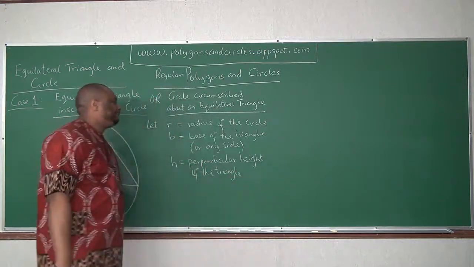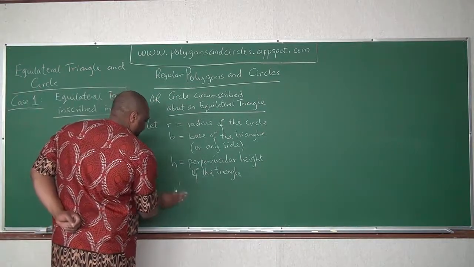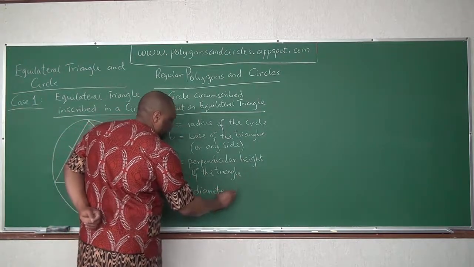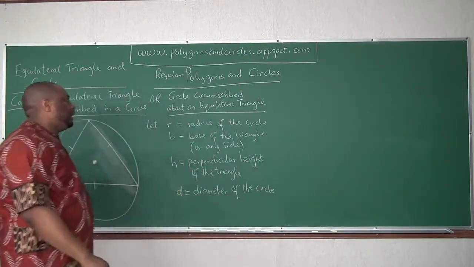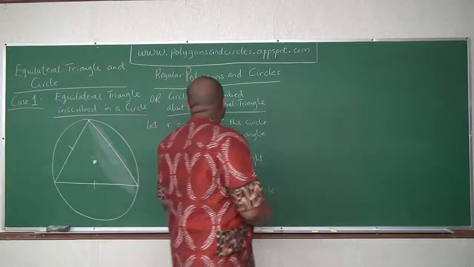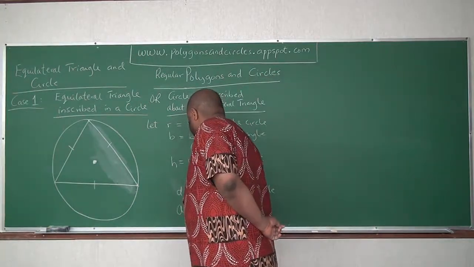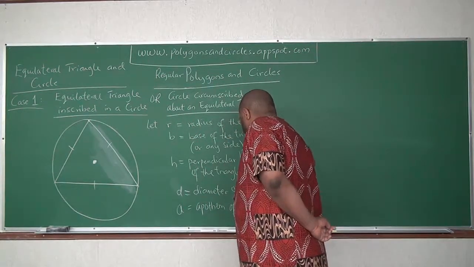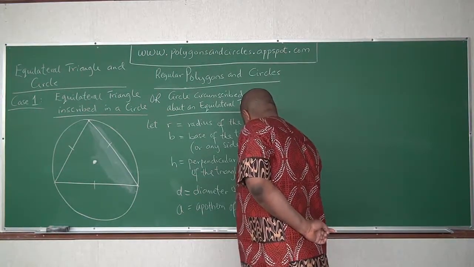Okay? If we see D, let's call it the diameter of the circle. If we see A, let's call it the apothem of the triangle. Apothem.